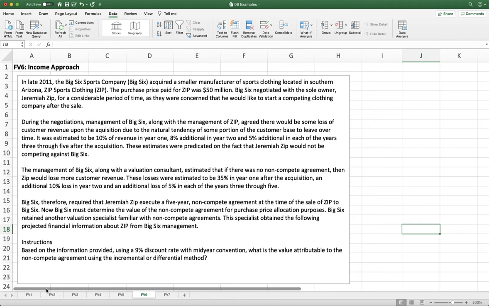So again, remember, because we have a business acquisition here, everything, including intangibles related to non-compete agreements, result in assets at fair value on the balance sheet. Big Six retained another valuation specialist familiar with non-compete agreements. The specialist obtained the following projected financial information about Zip from Big Six management. Based on the information provided, using a 9% discount rate with a mid-year convention, what is the value attributable to the non-compete agreement using the incremental or differential method?